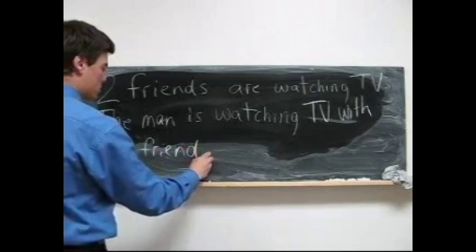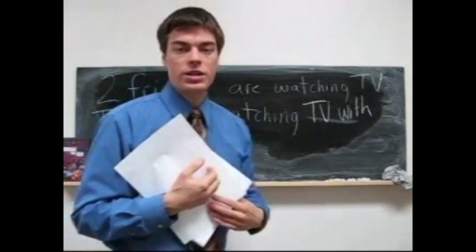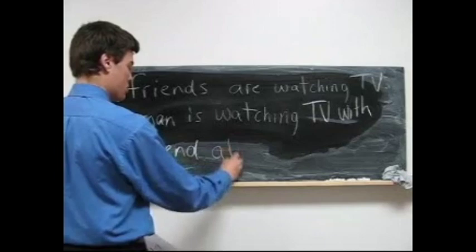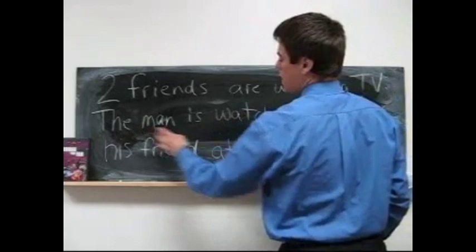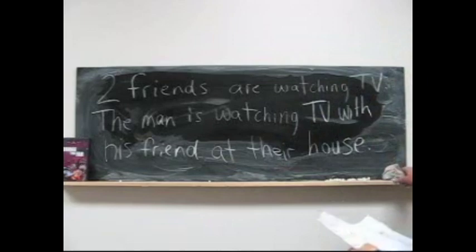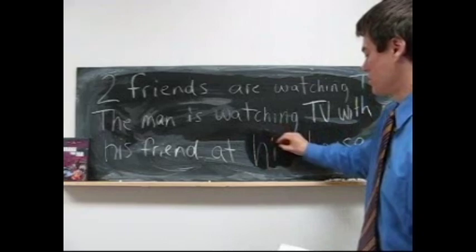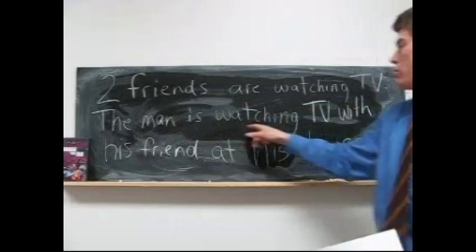Okay, but where? Where are they watching TV? At their house. The man is watching TV with his friend at their house, or at his house. So, two friends are watching TV. The man is watching TV with his friend at his house.